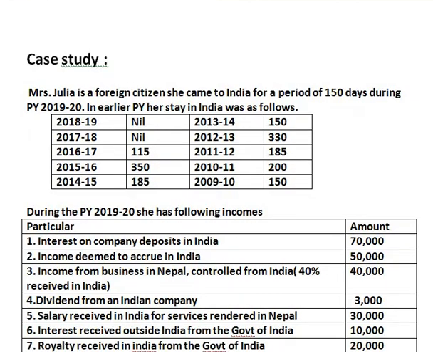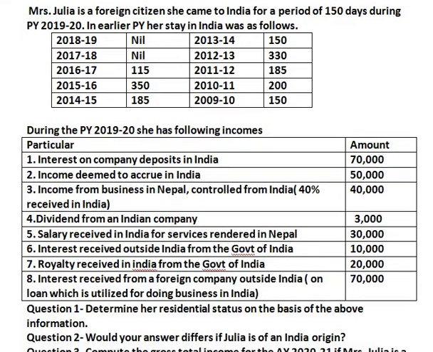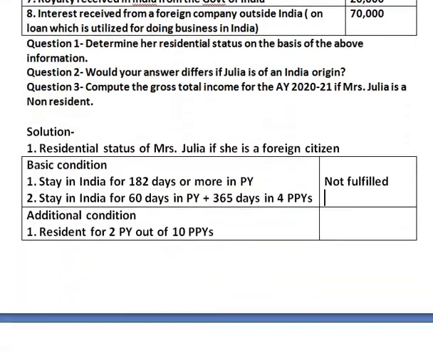Therefore, Mrs. Julia has stayed in India for 465 days out of 4 preceding previous years. She has stayed for 465 days, wherein we require 365 days out of 4 preceding previous years. Therefore, here we can say Mrs. Julia has fulfilled the second basic condition.